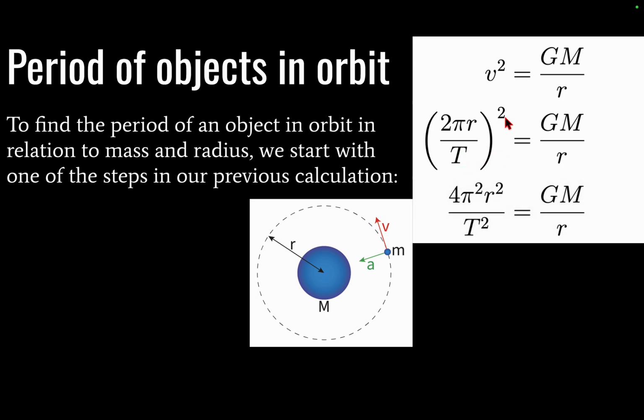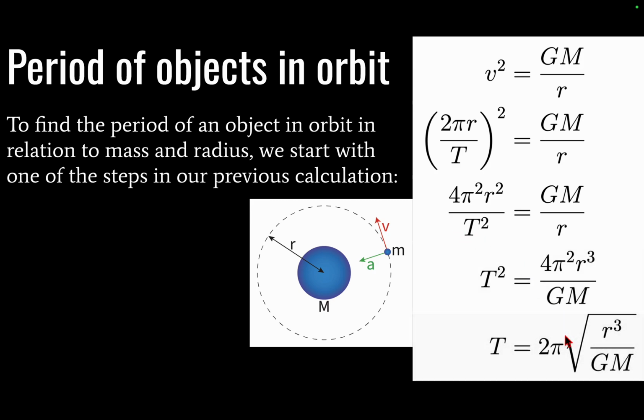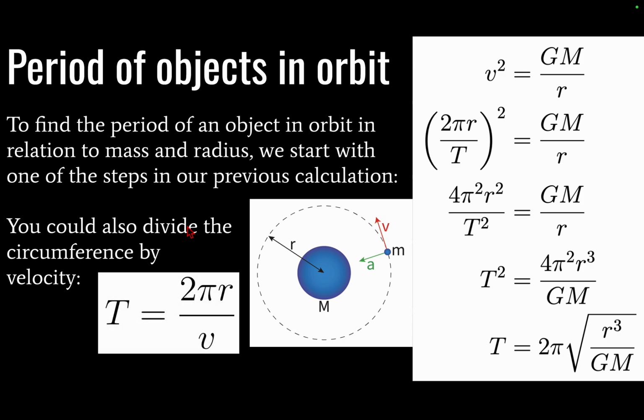Okay, so we distribute this square, and now we get this equation, and we only need to solve for t squared, and that will look like this. So we get the period of one orbit equal to 2 pi times the square root of the distance between objects cubed divided by the gravitational constant times mass. Okay, we could speed this up slightly if we know our velocity and we know our radius just by using this equation.